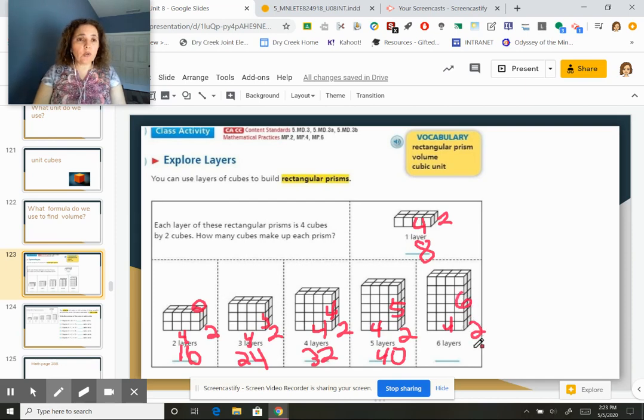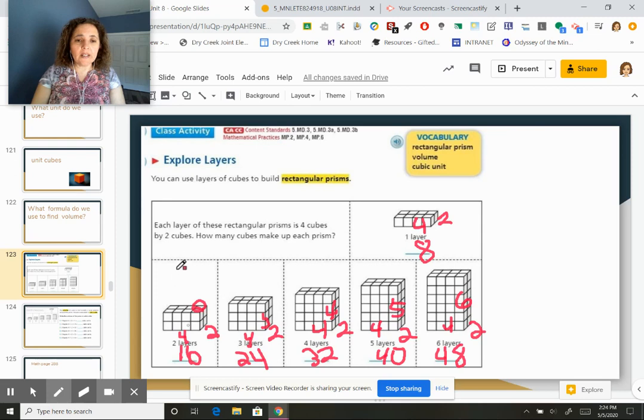So notice what I'm doing. 4 times 6 is 24. 24 times 2 is 48. This one has 48. Okay. So if you didn't notice what I was doing, I was developing a formula. I was counting how many were going across, which we call the length.